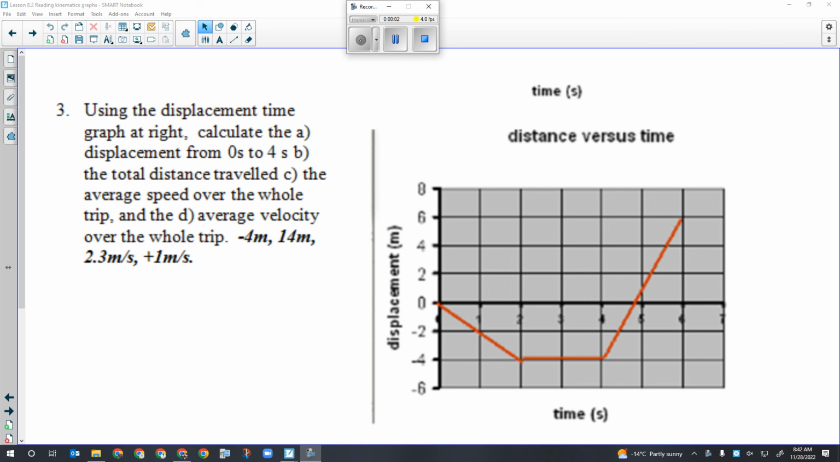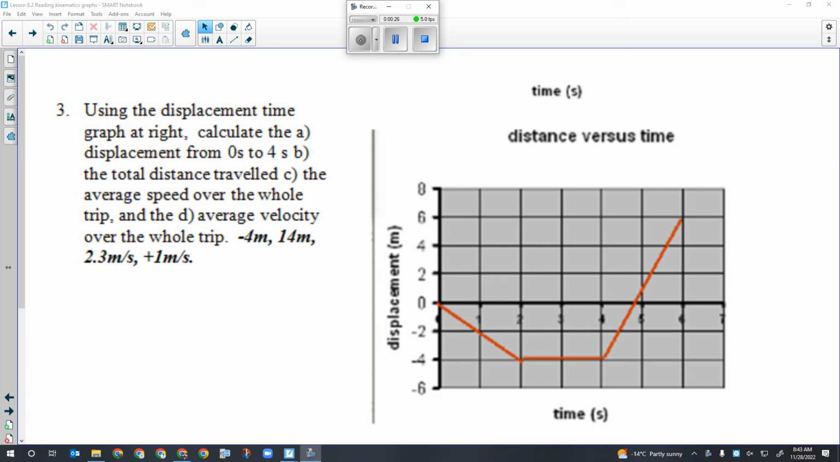So on Thursday, we ended off and we had gone over a few more position versus time graph questions. I want to quickly review the stuff we can get from a position versus time graph. For example, if I asked you, what is the position of the object at time 2 seconds on this graph? Could you tell me?